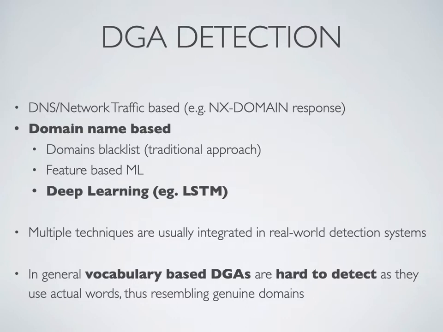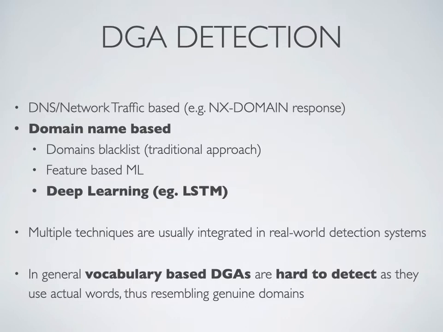For example, traditionally blacklists of domains were used, but this is an impractical approach, and recently machine learning has been applied a lot to solve this problem. Both feature-based machine learning approaches and deep learning based ones have been investigated. In practice, in real-world systems, these techniques are usually combined and integrated into ensemble detection systems.